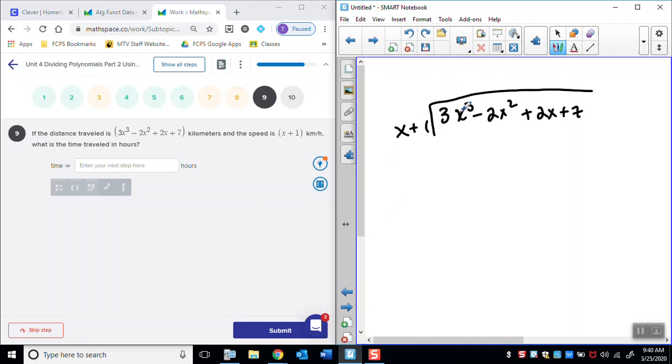So we have to divide these out. So you have 3x cubed divided by x. So I'm going to write it out here, 3x cubed divided by x is equal to, take out an x, you have 3x squared.